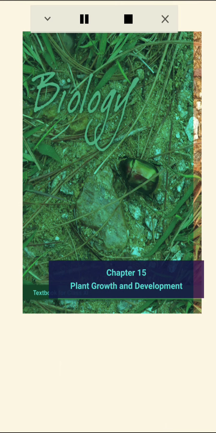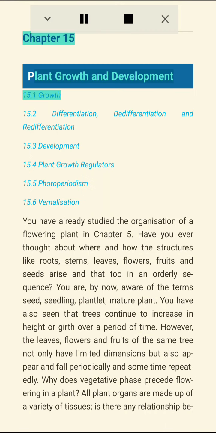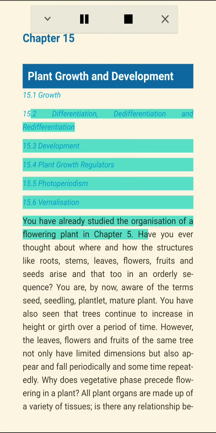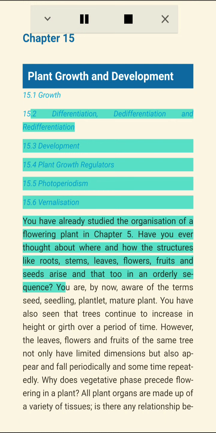Chapter 15. Plant Growth and Development. 15.1 Growth. 15.2 Differentiation, Dedifferentiation and Redifferentiation. 15.3 Development. 15.4 Plant Growth Regulators. 15.5 Photoperiodism. 15.6 Fertilization.